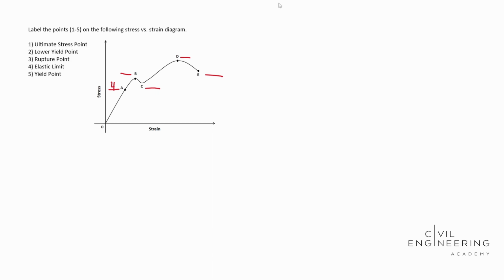And then we see B. What is that guy? Well, that's your yield point. That is the point where your material starts to yield a little bit, and then it kind of gains strength again. So that one's going to be B. That's your yield point. That's 5. C is your lower yield point. So that one's going to be 2.